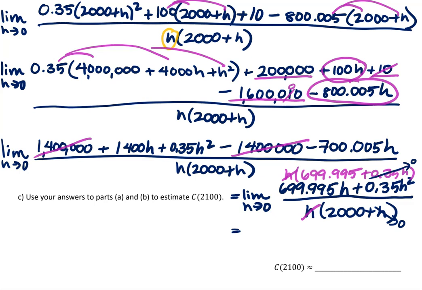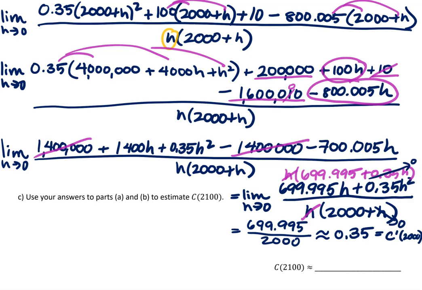So we end up with 699.995 divided by 2,000, which is roughly 0.35. I rounded just a little bit there. So finally, kind of a long one, but we got through, we got to the answer. The derivative, what was this? C prime of r. Nope, we can be even more specific, although I might not have room, C prime of 2,000. So the derivative when r equals 2,000 is 0.35.